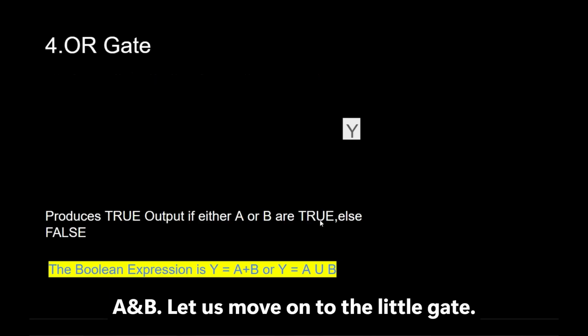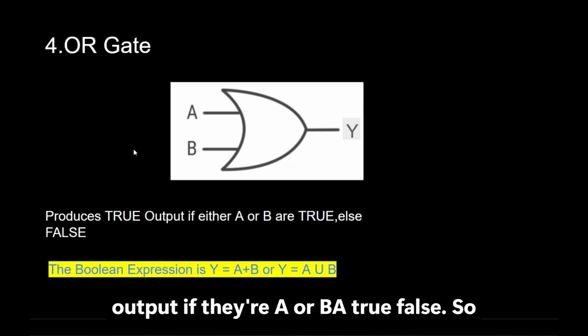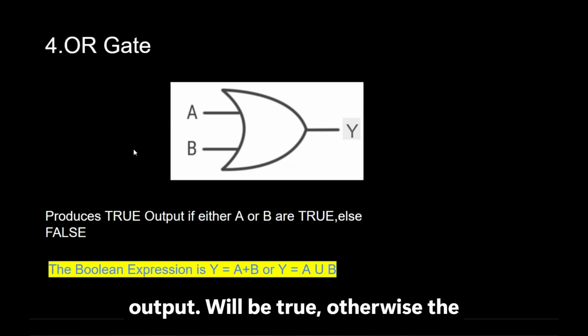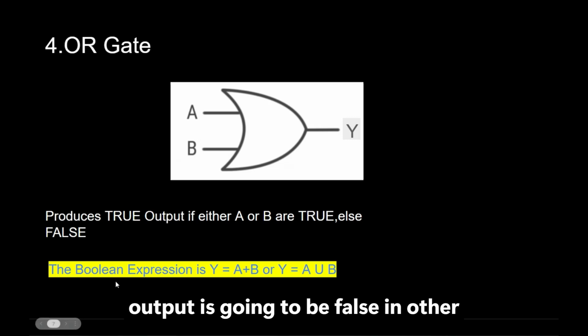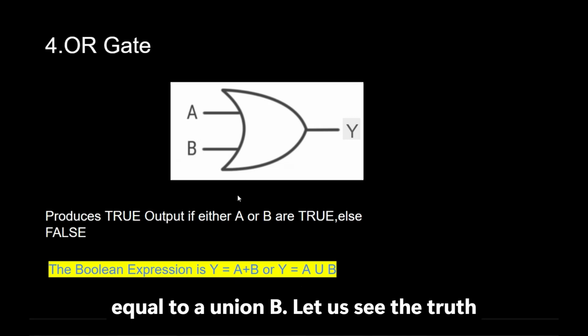Let us move on to the other gate, that's the OR gate. Now, it produces true output if either A or B are true, else false. So if even one of them is true, then the output will be true. Otherwise, the output is going to be false in other cases. So the Boolean expression for this OR gate is y is equal to A plus B, or y is equal to A union B.